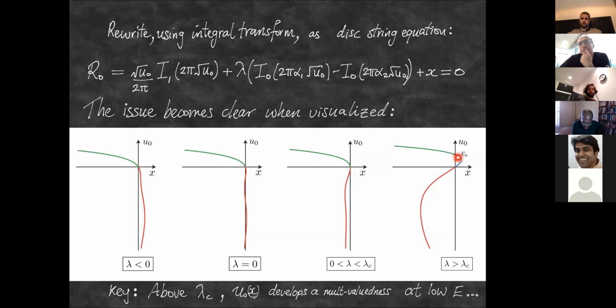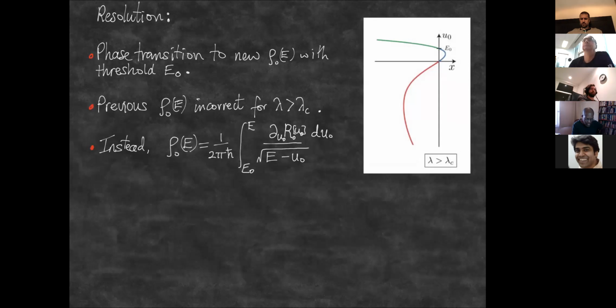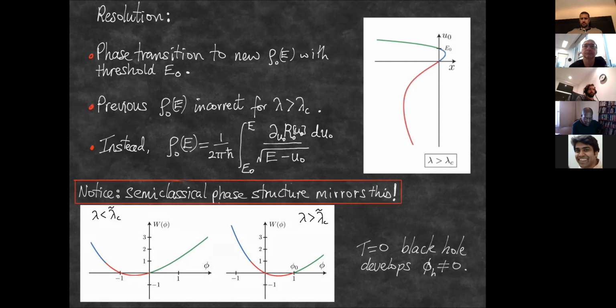So the resolution of this example is that there should be two expressions for the spectral density. Below lambda critical, you use the expression I gave before, which was perfectly fine. Above it, you should use this expression, which has some threshold energy E, such that you use only the single-valued piece of the function. So in some sense, it's a phase transition in lambda from having no threshold energy to having a threshold energy. Very interestingly, this is mirrored in the semi-classical analysis of the W function in this regime. It's not exactly at the same lambda, but you can see that the T equals zero black hole sector develops a non-zero phi above some critical value. It's sort of an avatar, I think, of what's going on in the full matrix model.